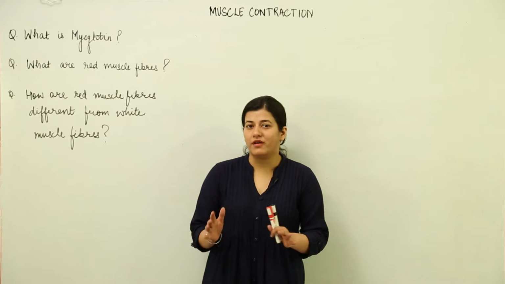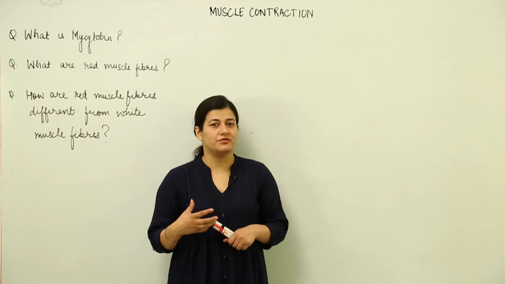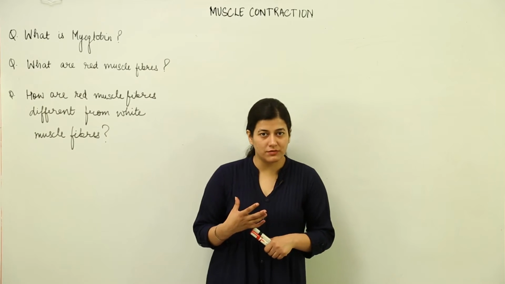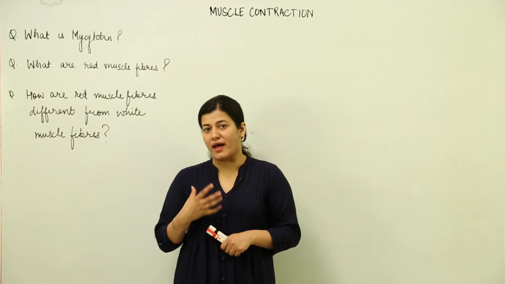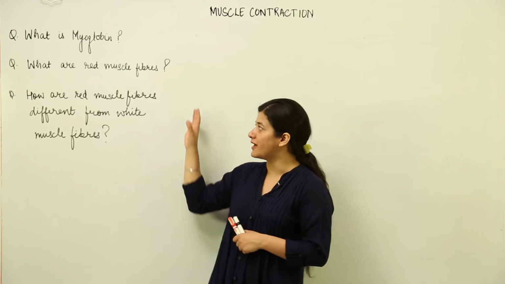Now that we are well aware of the muscle contraction according to sliding filament theory, we have to get well versed with a few terms, and one very important term associated with the muscles of mammals is myoglobin. So the first thing that we are going to come across is what is myoglobin.